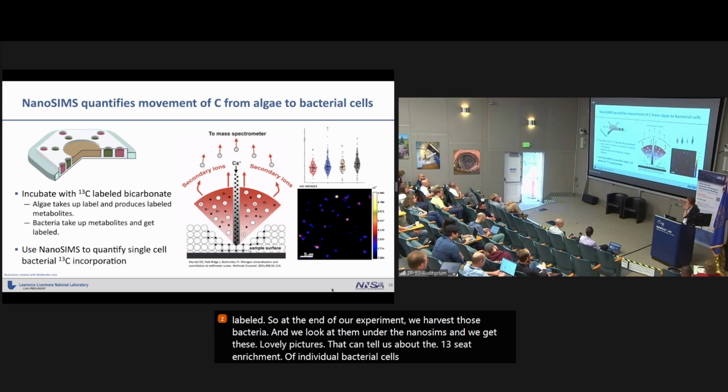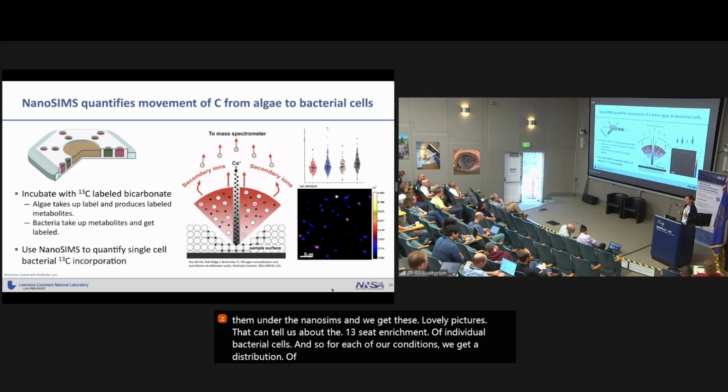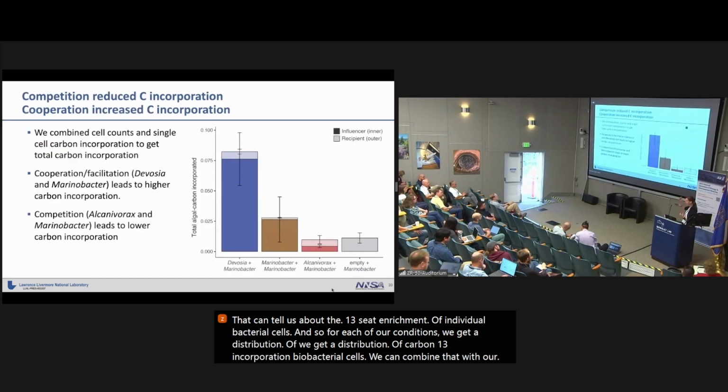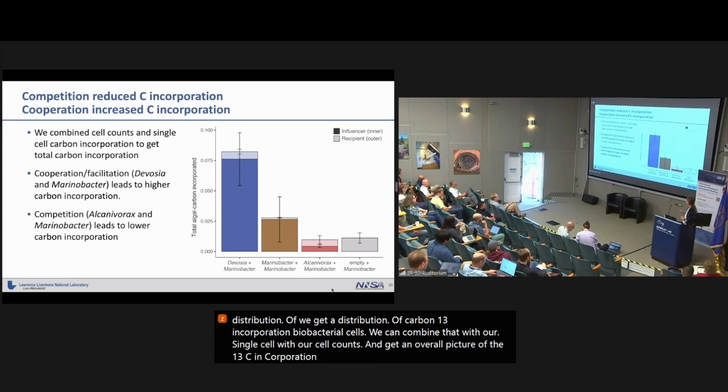And so for each of our conditions, we get a distribution of carbon-13 incorporation by our bacterial cells. We can combine that with our cell counts and get an overall picture of the 13C incorporation. And so that's what we're looking at here.